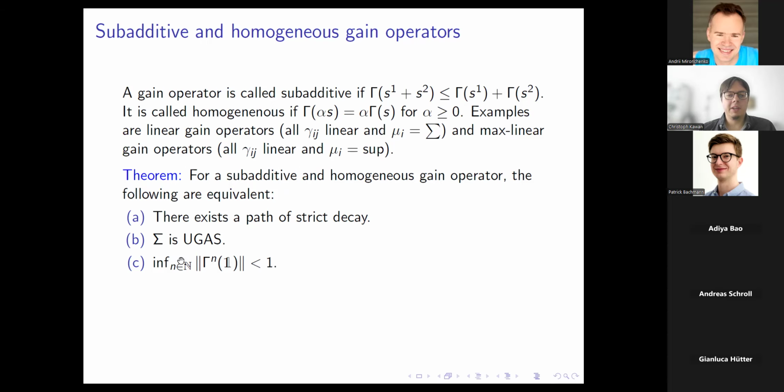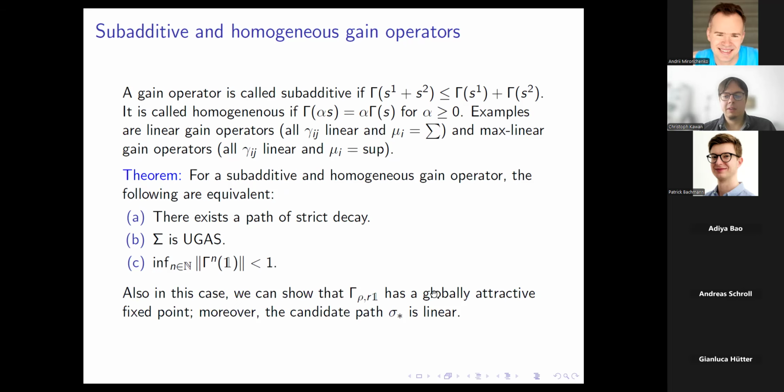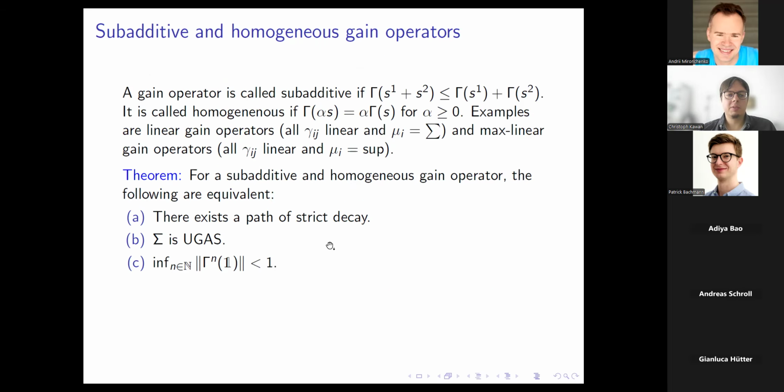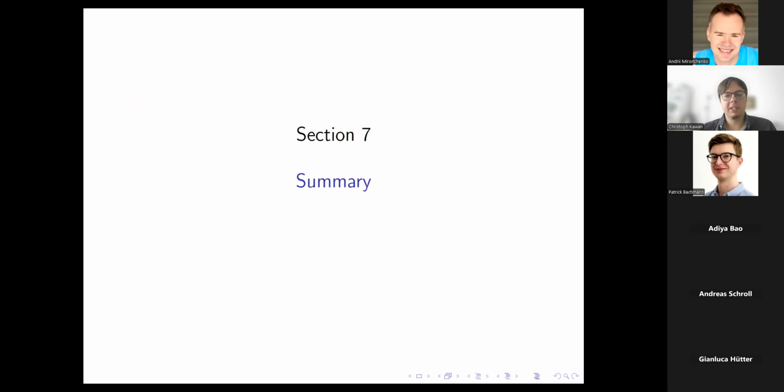The following are equivalent. There exists a path of strict decay, sigma is UGAS, and the infimum over the norms of these vectors is strictly less than 1. This is some kind of spectral radius condition, right? So for proving those two theorems, we can use the candidate path, so the first construction method that I showed you for the path of strict decay.